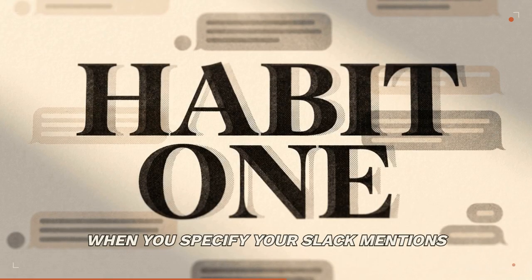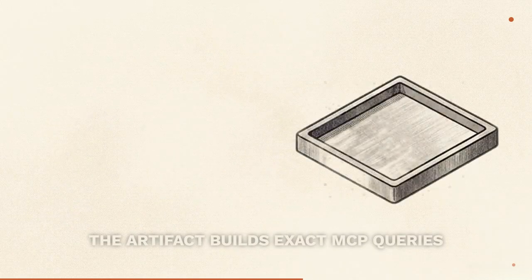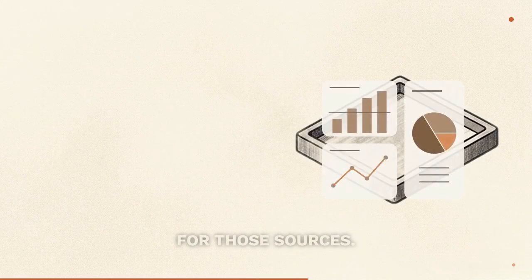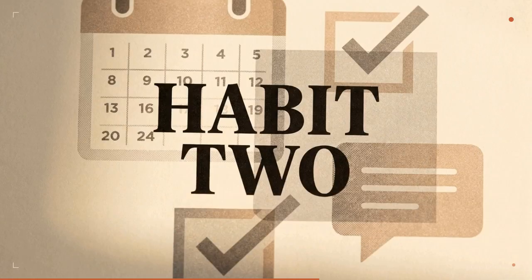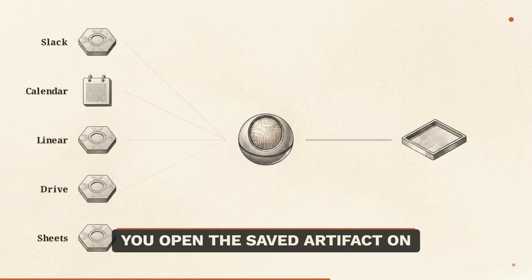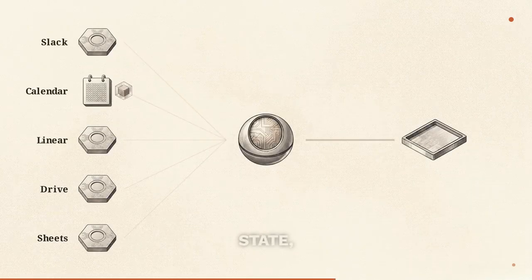When you specify your Slack mentions channel, your Google Calendar, and your Linear queue, the artifact builds exact MCP queries for those sources. The dashboard opens with current data every time with a reprompt. Habit 3. Reopen and iterate. You open the saved artifact on Monday morning to see the current state, then refine it through the chat.